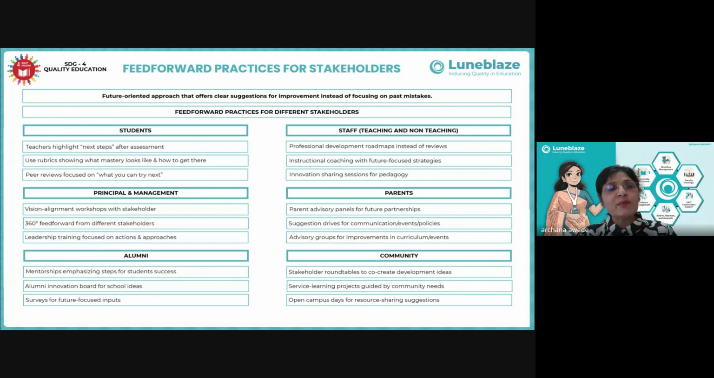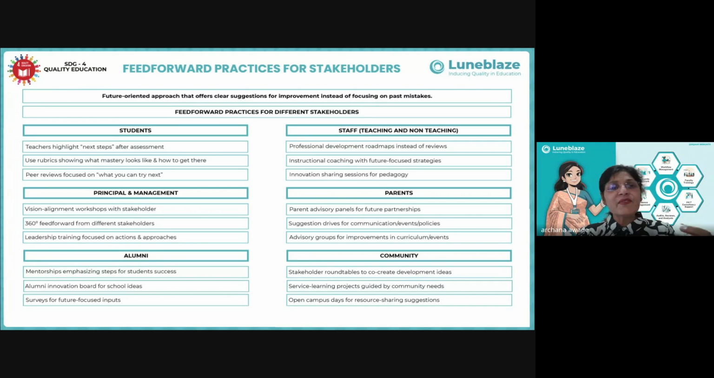And then the community, so roundtables to co-create developmental ideas. For example, a community roundtable discusses how to improve the local reading culture, leading to a reading corners project in community spaces. So this was a school where they had a discussion with a nearby community, where they saw that there is no reading culture in that locality, and with the community's help the school initiated reading corners wherever the community had allotted them space.